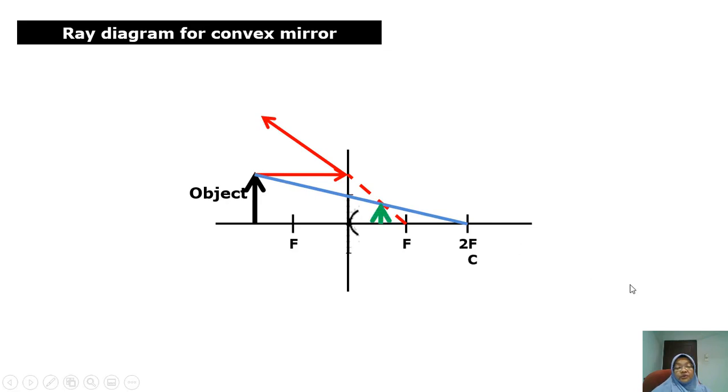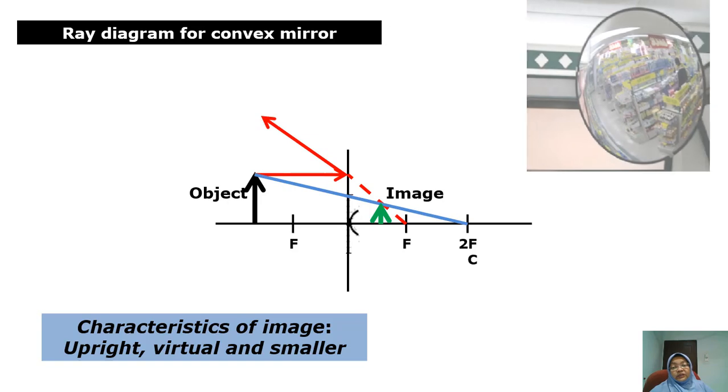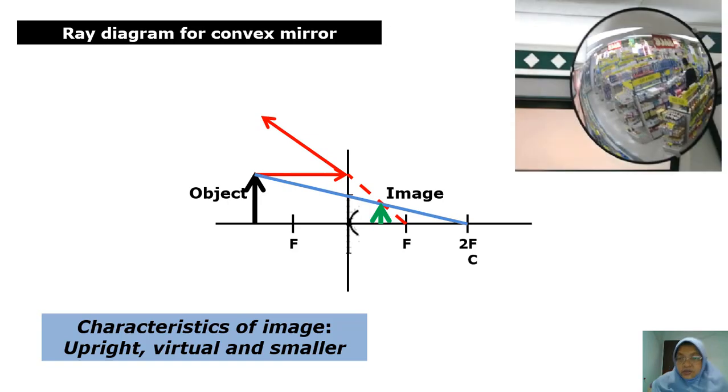So where is the location of the image? This is the location of the image. So the image is smaller, upright, and virtual. So upright, virtual, and smaller. Okay, this is an example of the use of the convex mirror. It is the mirror at the top of the shop, right?